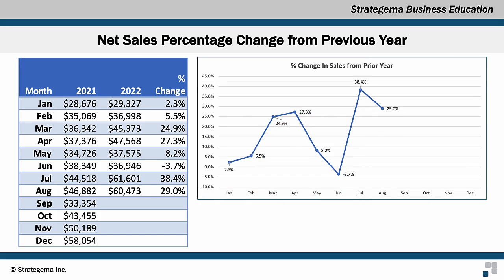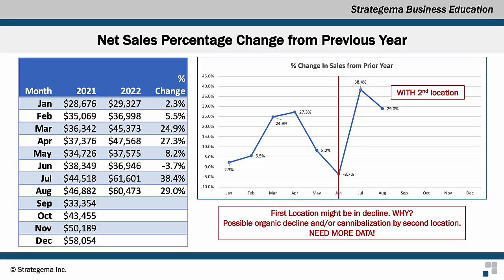After that, however, looking at the percentage sales change becomes a bit muddy because July and August include a second location. However, what's interesting here is that even with a second location, August net sales, for example, are only 29% over 2021 net sales, which included only one location. This suggests that the first location might be in decline.